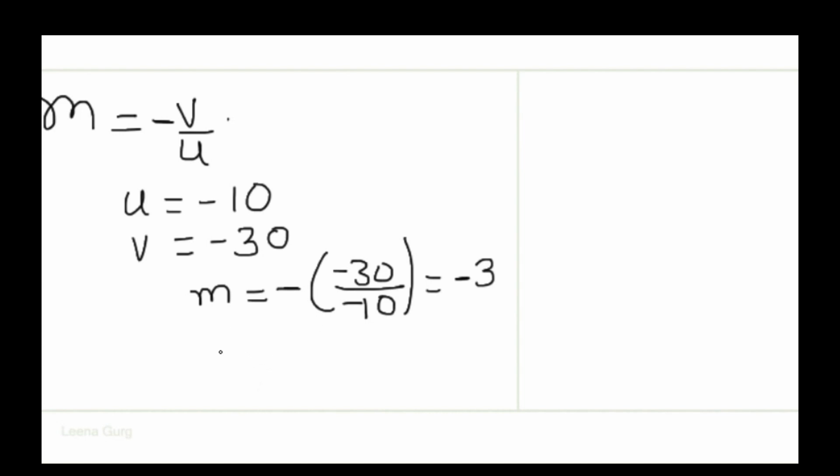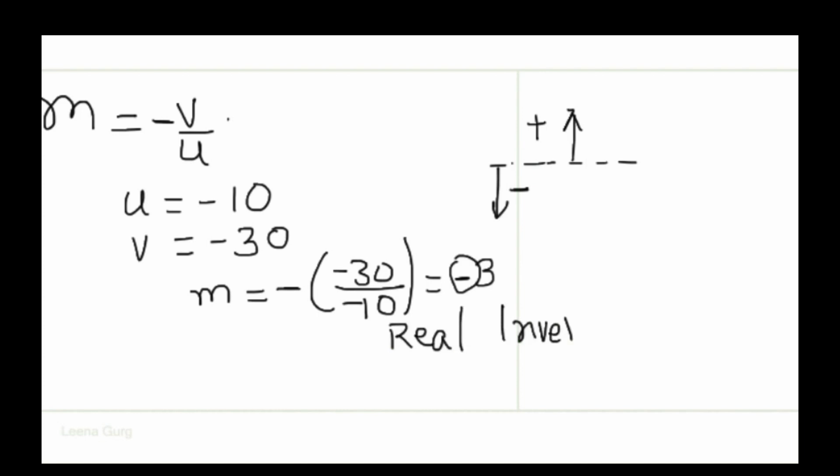Right? So now what does the negative sign over here denote? The negative sign denotes that the object and the image are in opposite directions. Coming back again to the Cartesian sign convention, above the principal axis, values are positive and below the principal axis, all distances are negative. So a value of negative 3 over here denotes that you have a real image and an inverted image, and the image is on the same side as the object.